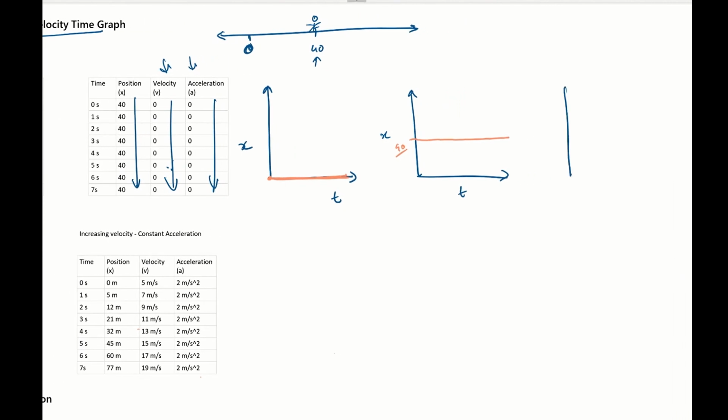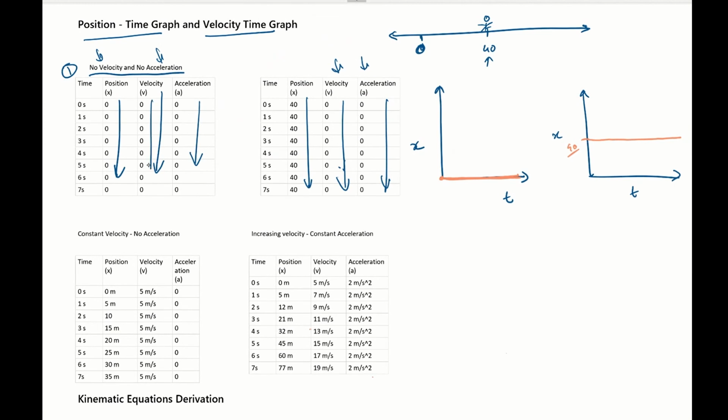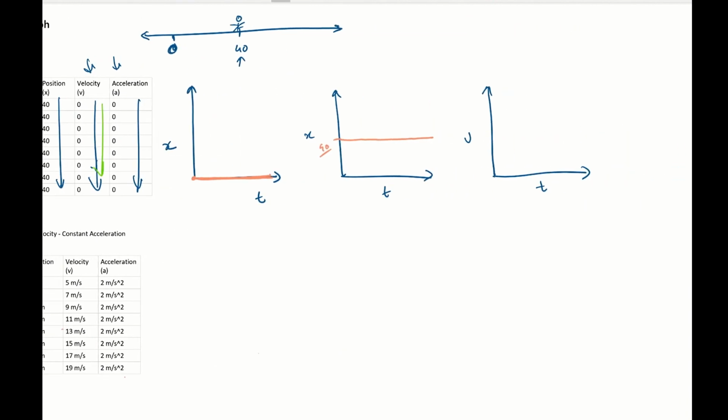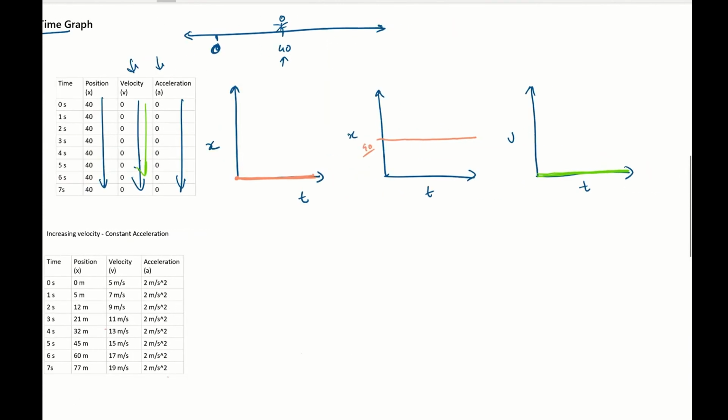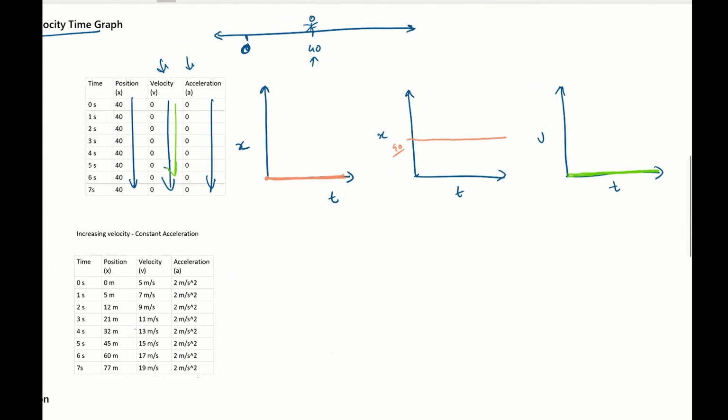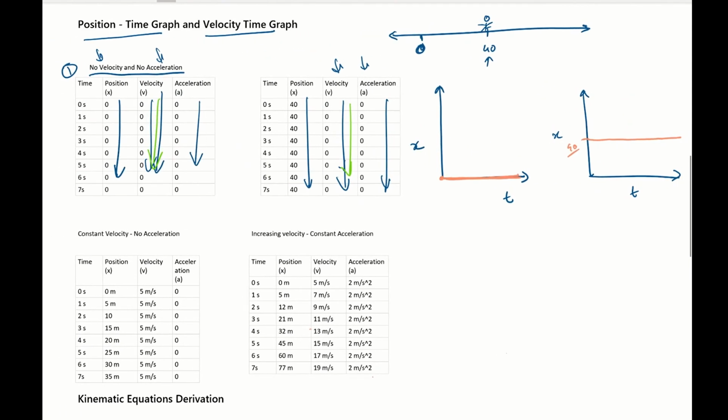So how does the velocity time graph look under both of these scenarios? Well, under both of these scenarios, you can see that the velocity remains 0 throughout. So velocity remains at 0 irrespective of what time it is, even with an increase or change in time.